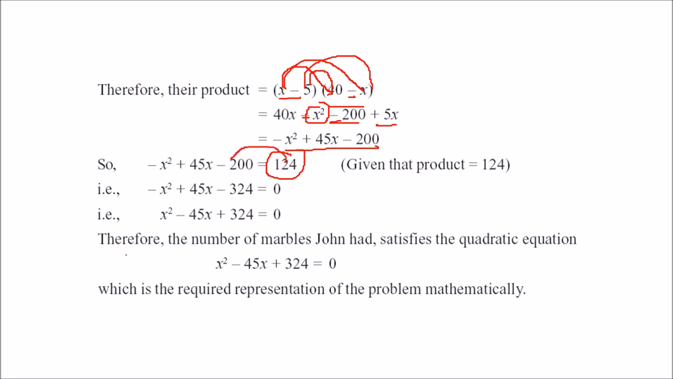So take 124 here, and the equation becomes like this. We generally don't keep the minus here, so we multiply the whole equation by minus 1. The equation would be X square minus 45X plus 324. So this is the quadratic equation which this problem represents.